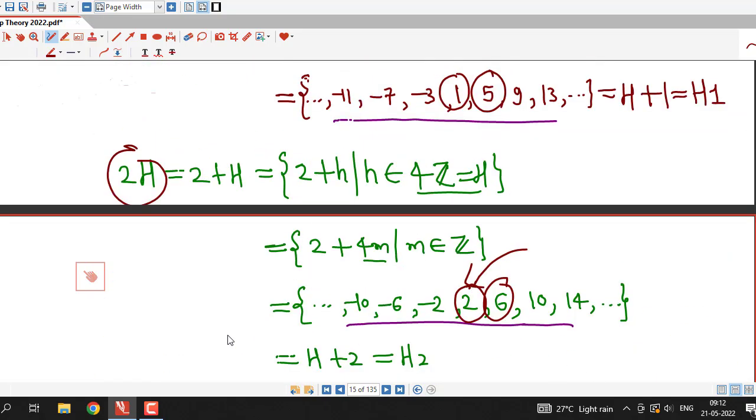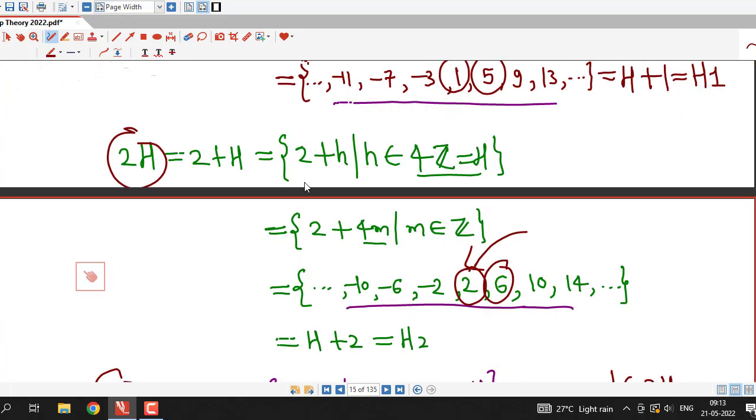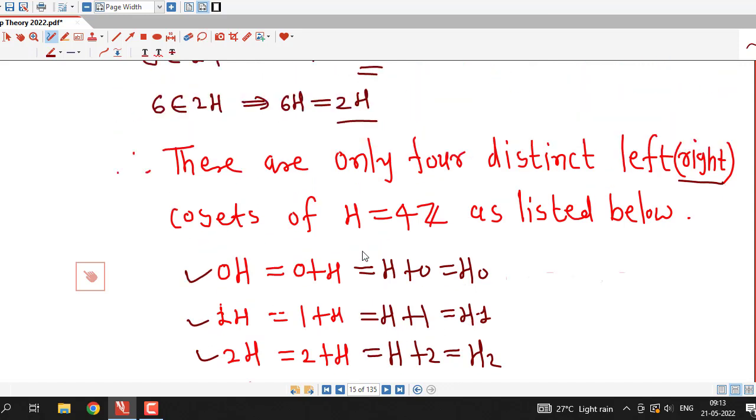Okay, fine. So here we just have to decide what are the left and right cosets of the subgroup 4Z in the set of integers. So you have to write up to this. There are only 4 distinct left cosets of H as listed below, and you can write in the bracket because our group is Abelian. So this is all about this session.